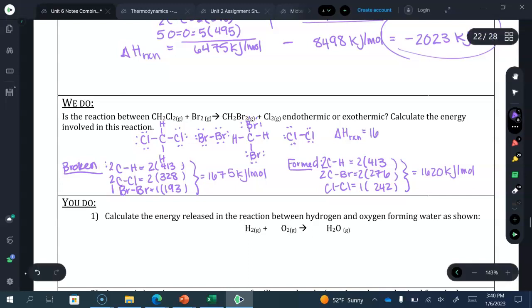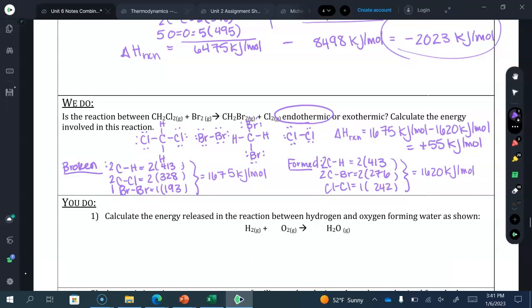Now, remembering back, the delta H of the reaction is equal to the bonds broken minus the bonds formed. So that is our next step, where we take the energy associated with breaking bonds and subtract the energy associated with forming them, to get our final answer, which should be positive 55 kilojoules per mole. Because it is positive, we know that the reaction is endothermic, because it is absorbing energy and our delta H is positive.